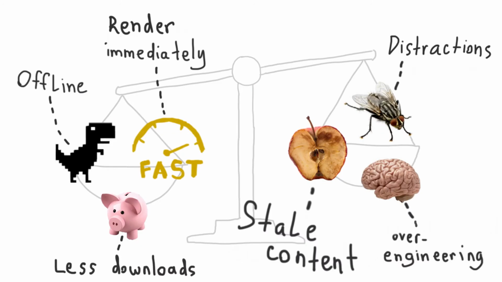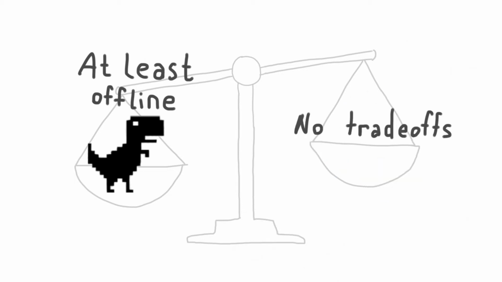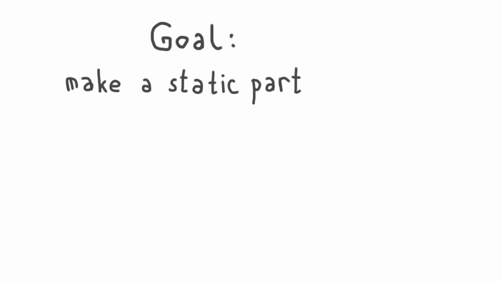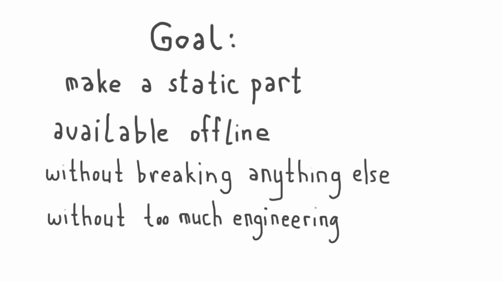Now I'd like to find a simple generic solution that will provide at least basic offline support. I mean, I'd like to make the user experience at least slightly better and with minimal trade-offs. And I hope this small research will help you understand how different caching strategies behave in different situations. So here is the goal. Make a static part of an application available offline without breaking anything else and without too much engineering. The instantaneous rendering will be optional for now.